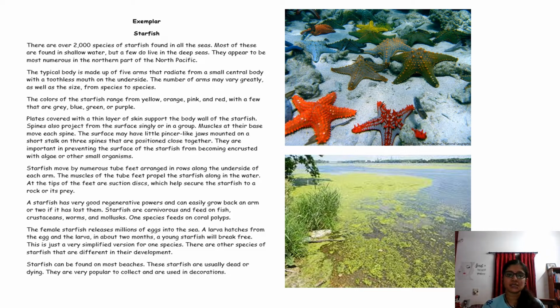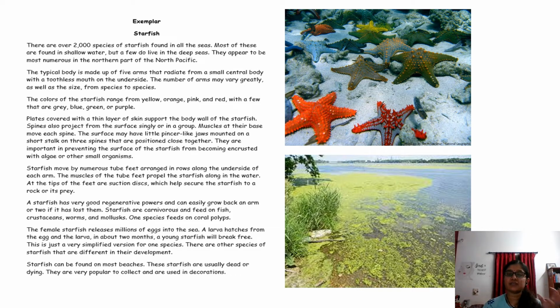Starfish are carnivorous and feed on fish, crustaceans, worms and mollusks. One species feeds on coral polyps. So it depends upon the type of species it is. Mostly they are carnivorous and depend upon other fish, or they eat worms, whatever they get. Because they are carnivorous, they can eat whatever they want. And just now I read that starfish can also eat other species of starfish. It depends. So the female starfish releases millions of eggs into the sea, okay?